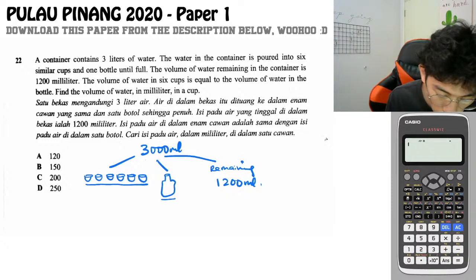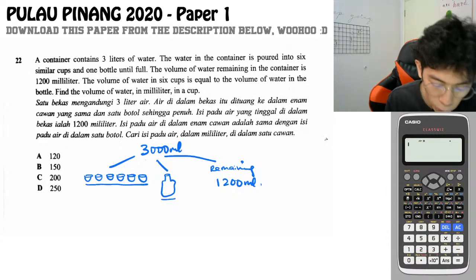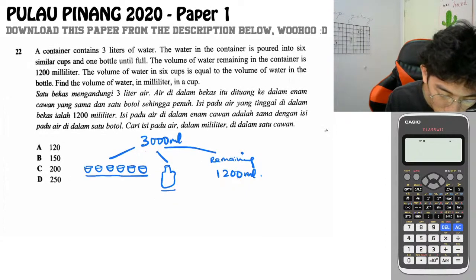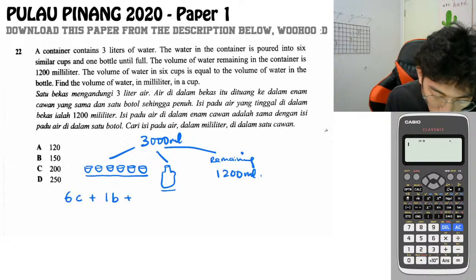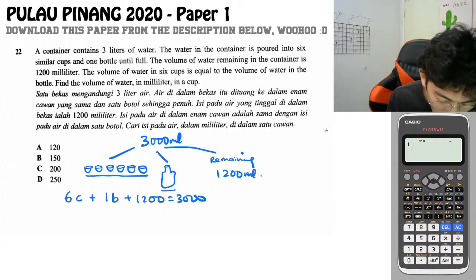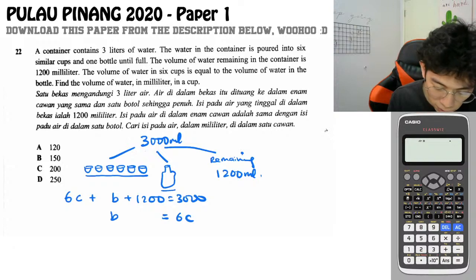I just put it as unknown. It's quite obvious already. So I can say that 6 cups of water plus 1 bottle, plus 1200 equals to 3000. Funny thing. So the other one is like 1 bottle. Sorry, I take the 1 away here. So B equals to 6 cups. Funny, this question.